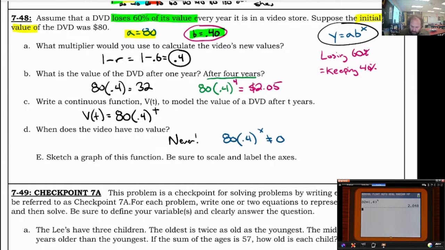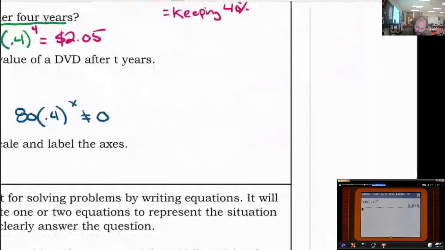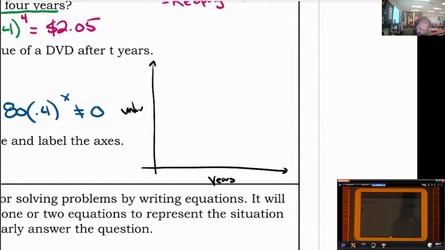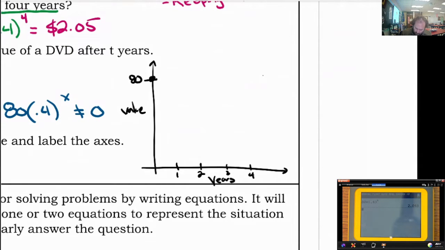As far as sketching a graph of this function goes, it's pretty easy to do. We'll do it right here in this little corner. We'll put years down here, and we'll put value over here. We already kind of know that 80 is the beginning point of this agreement. And then every year it's going to lose 40%. 1, 2, 3, 4, and 5, like that.